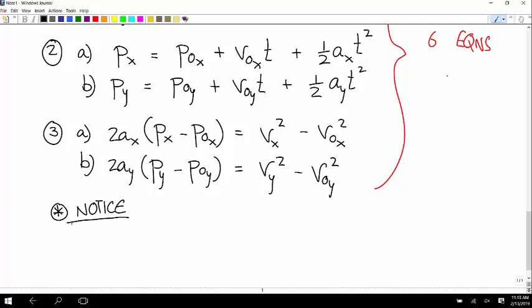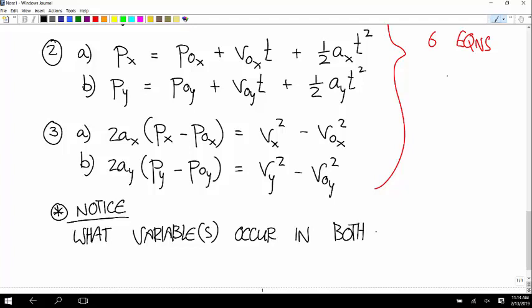What variables occur in both x and y equations? This is going to be an important fact to use in these problems.